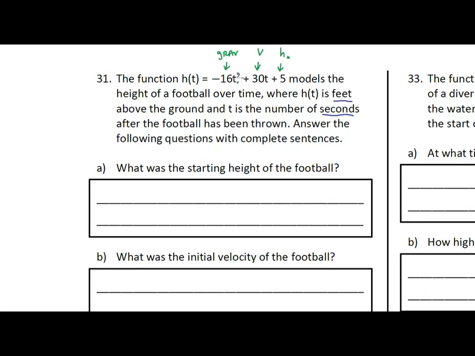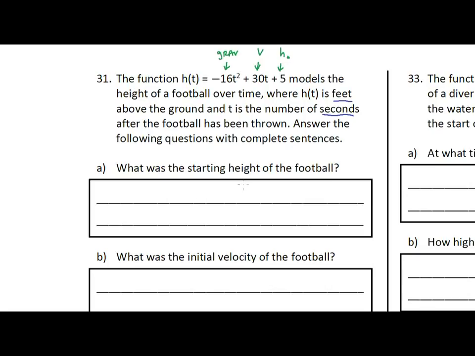When you plug t equal to 0 into this equation, negative 16 times 0 squared is just 0. 30 times 0 is 0. You're left with the 5. That means that has to be the starting height. So please don't mix those up. It makes no logical sense at all. So what was the starting height of the football?